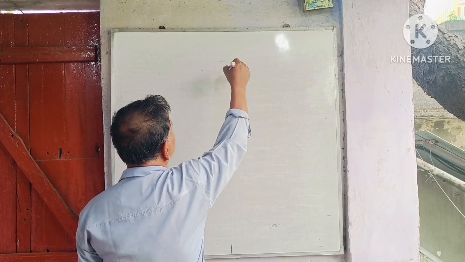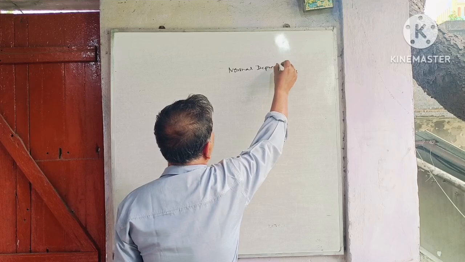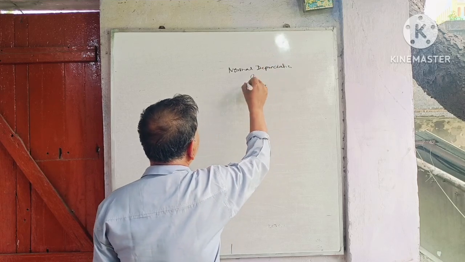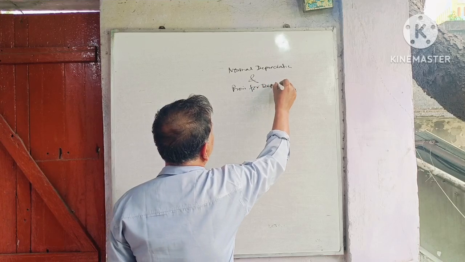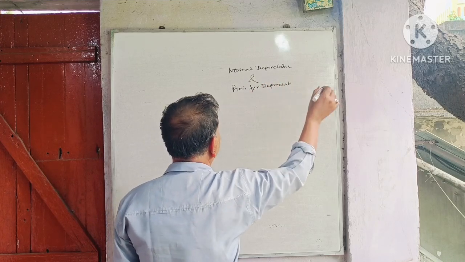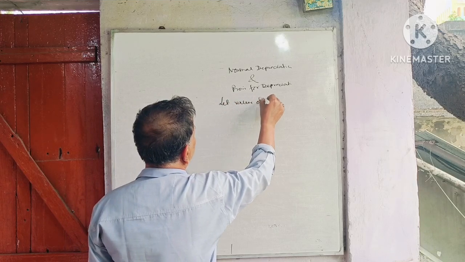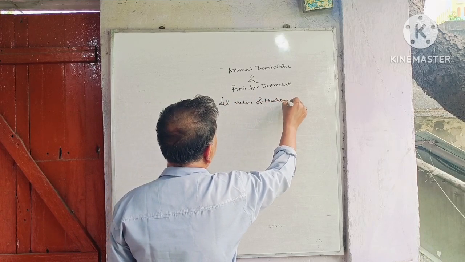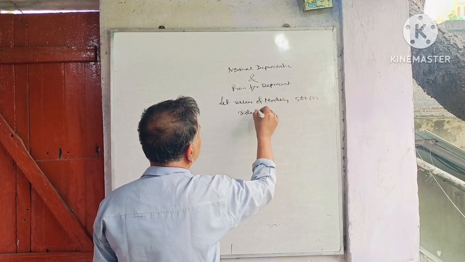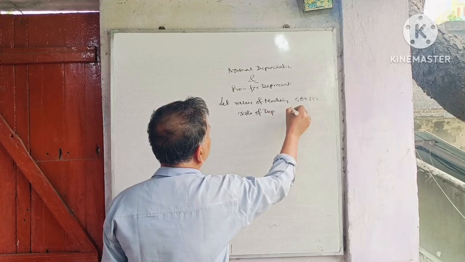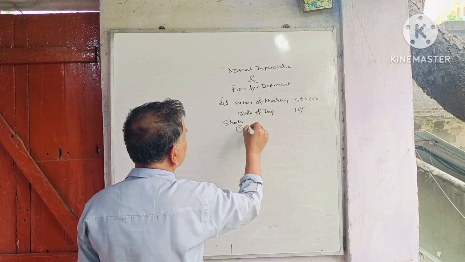Discuss the difference between normal depreciation and provision for depreciation with the help of an example. Say, let the value of the machinery be 5 lakh. Rate of depreciation 10%.